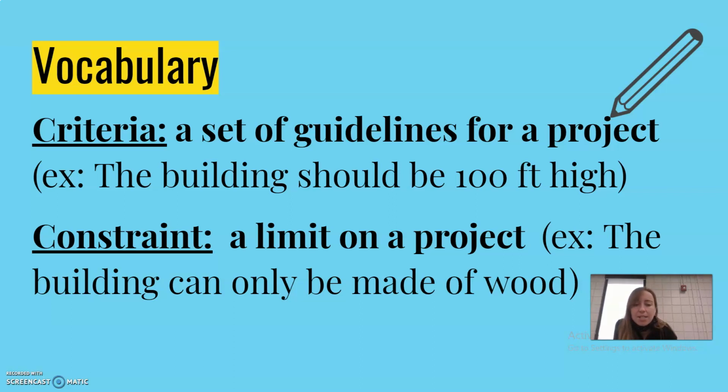We'll do a couple of practices with these, but think of the criteria as the goals and the constraints as the limits. Constraints are often like the budget, how much money they can spend on it, the types of materials that can be used, that kind of thing.